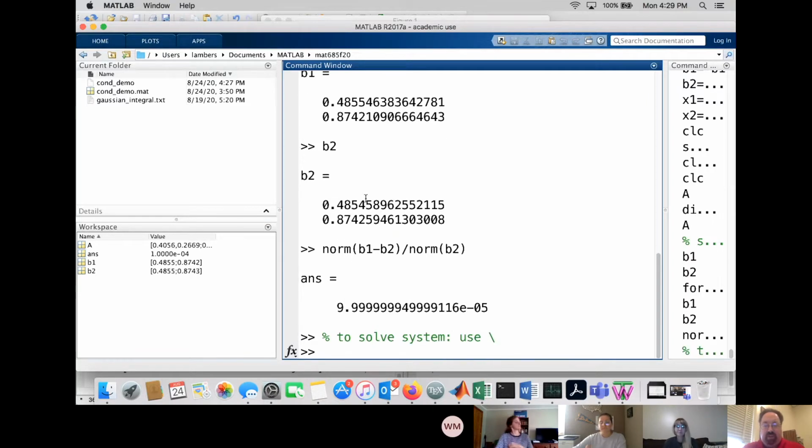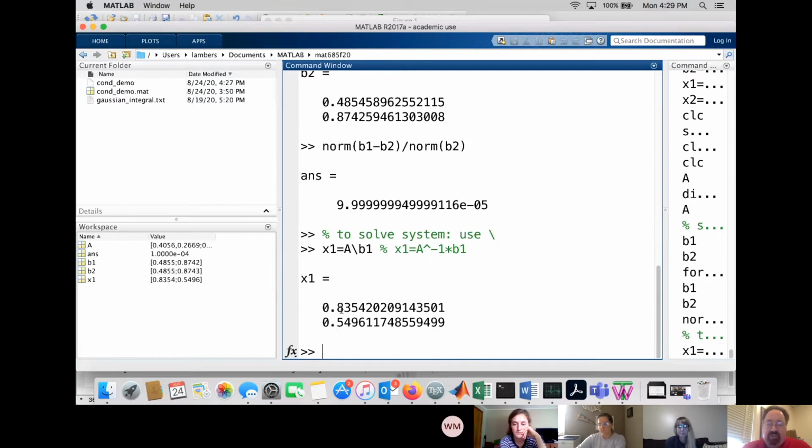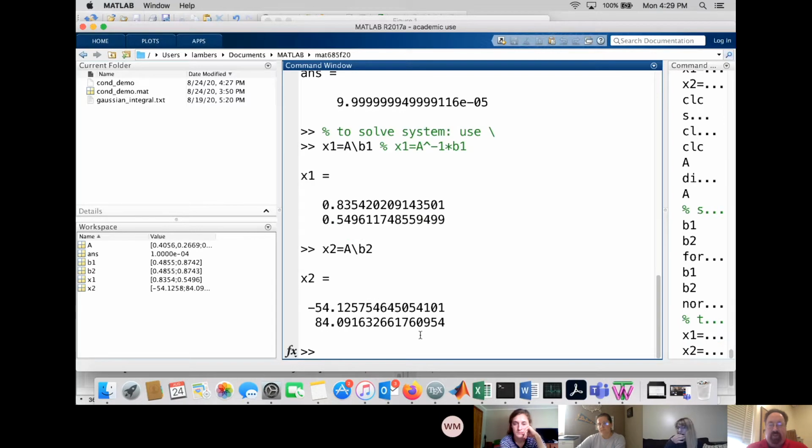We use the backslash operator. So if I do X1 is A backslash B1, that's the same as A inverse times B1. But use this to compute it, not this. I'll explain why next semester when you take numerical linear algebra. There's our solution for the first one. Now I do the second one. Whoa, that's a bit different.